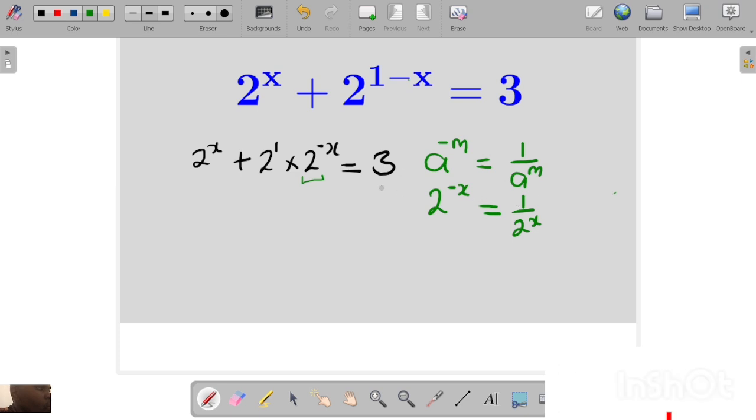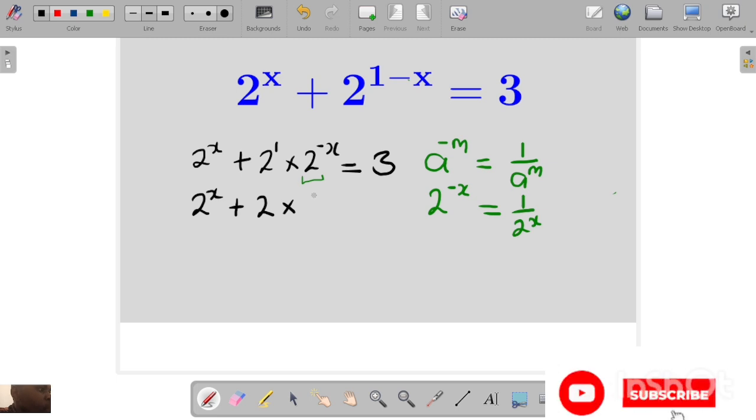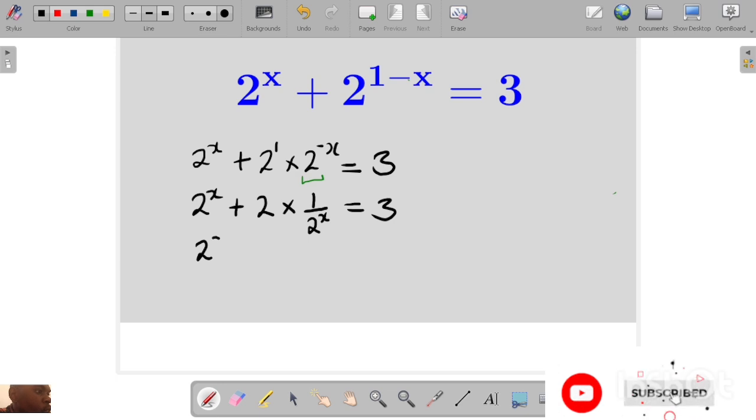Okay, so here we're going to replace this. So we're going to have 2 to the x plus 2. 2 to the 1 is just 2. Then times, here we're going to replace this, so we're going to have 1 over 2 to the x is equal to 3. So at this stage, we are going to have 2 to the x plus 2 times 1, which is just 2, over 2 to the x, which is equal to 3.